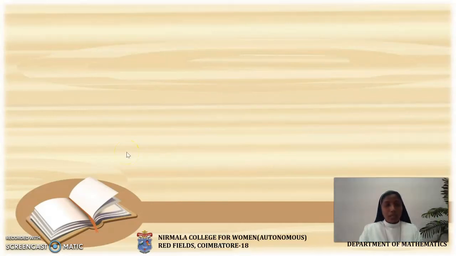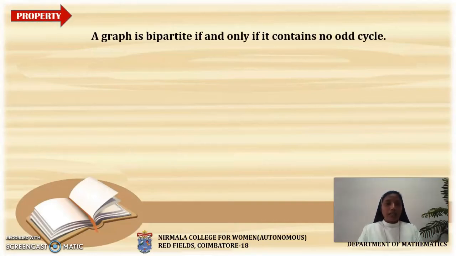Using these definitions, we can prove an important property of graph. The property is that the graph is bipartite if and only if it contains no odd cycle. This is easy to prove. So, before proving this property, let us know what is the cycle of a graph. A cycle in a graph is defined to be a closed path whose origin and terminus are same, and in the path no vertices and edges are repeated.